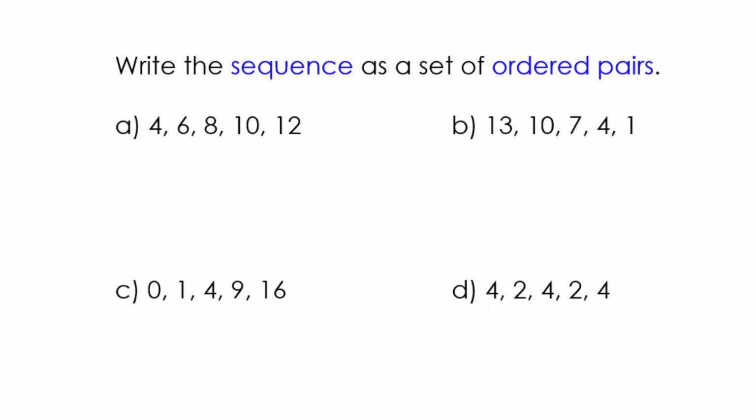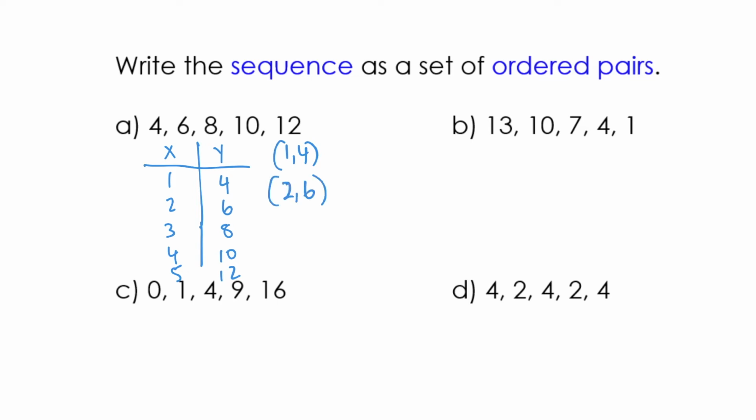So let's write the sequence as ordered pairs. Because some of you are really new at this, I would still make a T-chart just to start. X, Y. So these are all the y's: 4, 6, 8, 10, 12, and then x is 1, 2, 3, 4, 5. So you can write them like this: (1, 4), (2, 6), (3, 8), (4, 10), (5, 12).